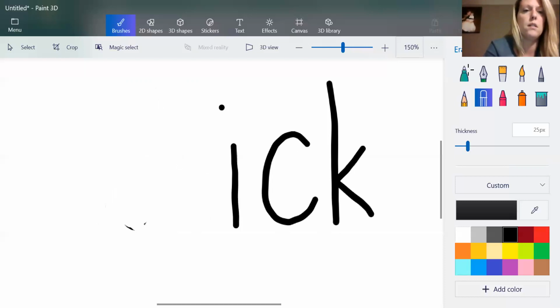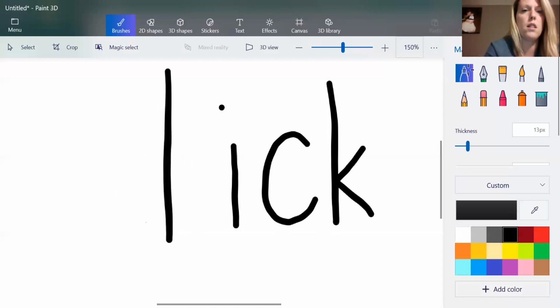And I know you guys are doing a great job at home. Now I'm going to change my ch. This is our last word. I'm going to change ch to l. Ch to l. Remember that last part is ick. So I'm changing ch to l. L, ick. L, ick. Lick.